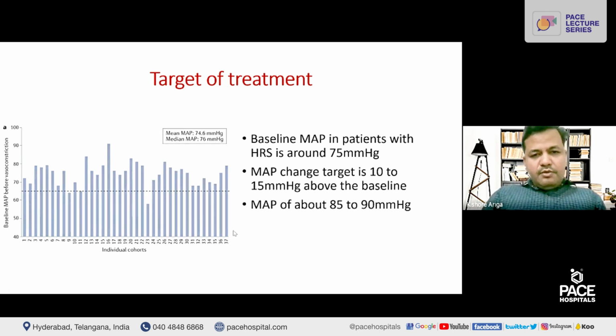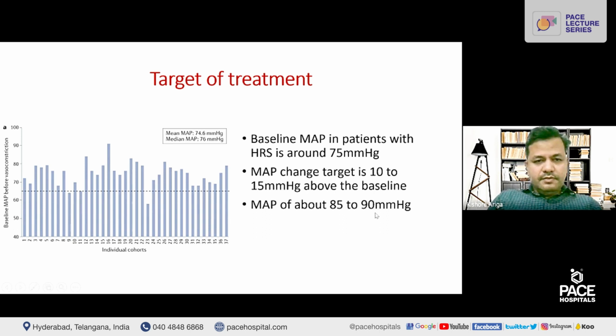I'll be elaborating about the treatment management. The first one is the target of treatment. This image shows the mean arterial pressure in patients with HRS1 in 37 cohorts. Here we can see the mean MAP is 74.6 and the median MAP is 76. So this is the mean MAP in patients with HRS usually. And our target is to raise the MAP 10 to 15 millimeters of mercury above the baseline, to around 85 to 90 millimeters of mercury.